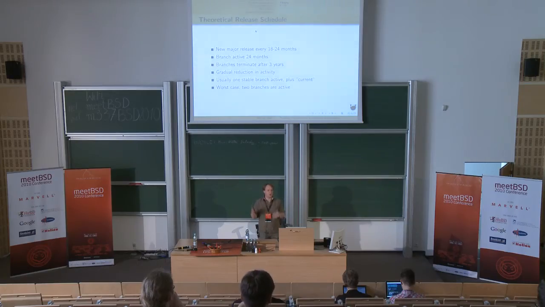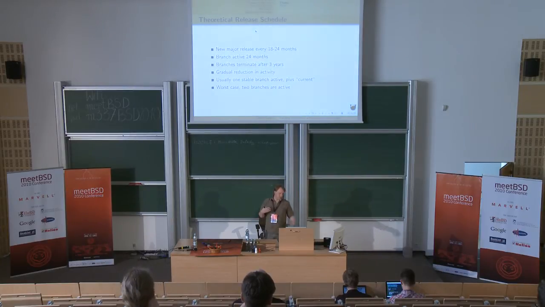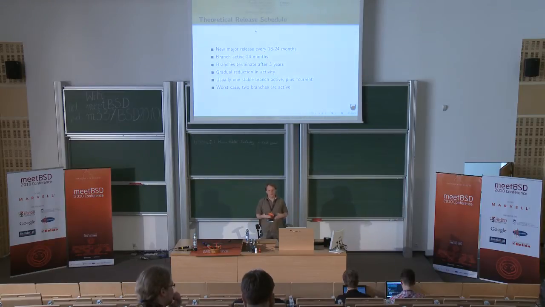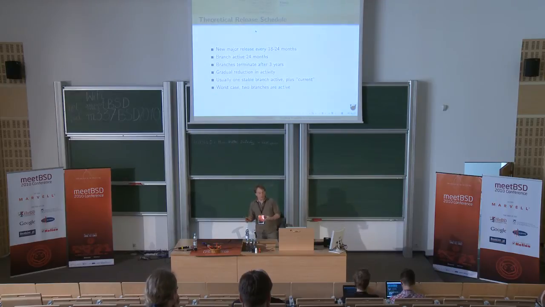The theory is that we only have one stable branch and one current branch, except right when we're getting ready to branch, and have just branched, the new stable release. We do this from a resources point of view for the project. It's very resource intensive to maintain multiple branches. The project has limited resources, so we try to deploy those resources strategically to give our users the best, highest quality software.